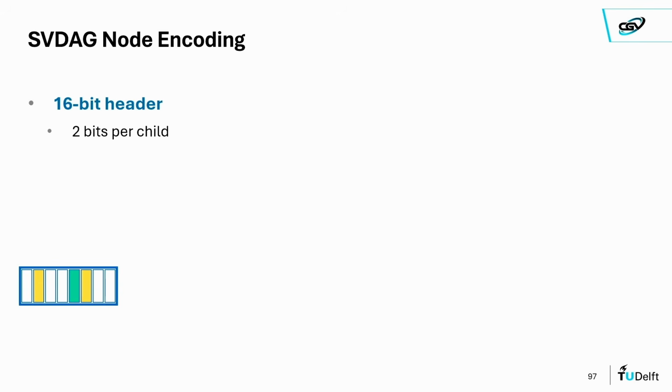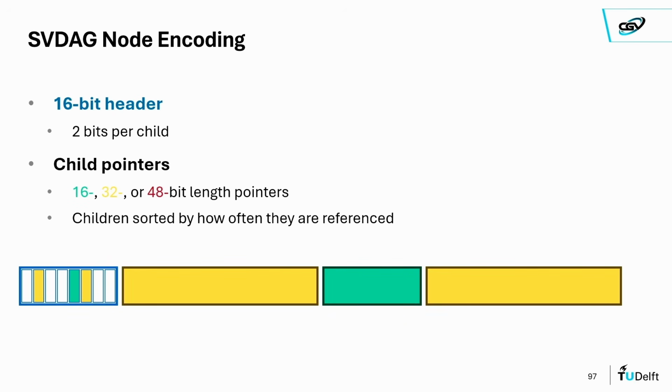Now our inner nodes themselves start with a 16-bit header, 2-bit integers for each child, where 0 means that the child is just empty, so that's an empty octant. And 1, 2, or 3 indicates the length of the pointer, so either 16, 32, or 48 bits.